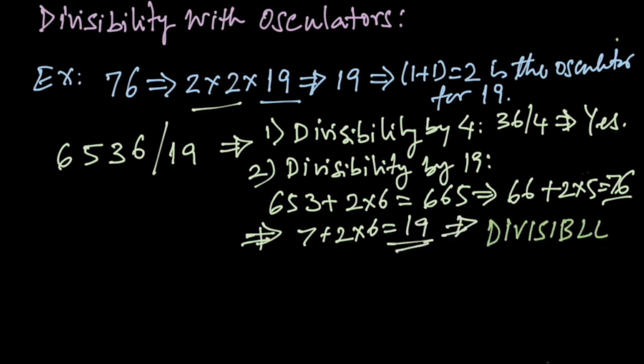Now the issue with oscillators is that if the number is very big, then it will take a lot of repeated steps to come to a number that is small enough to be checked easily for divisibility. To speed this process up, we will use a next technique where we will find the remainder by dividing various powers of 10 with the divisor.